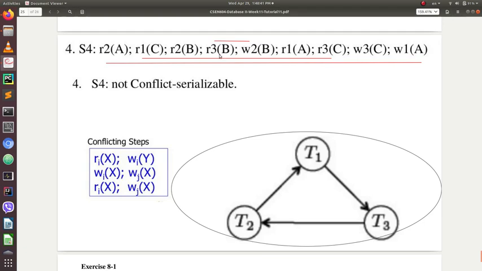And transaction 3 reads element B and transaction 2 writes element B, so transaction 3 must come before transaction 2, so we will draw an edge going from T3 to T2.